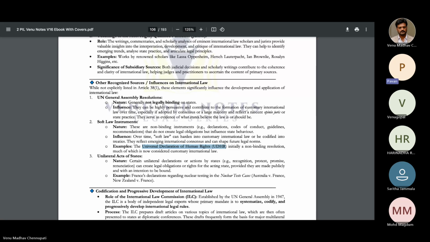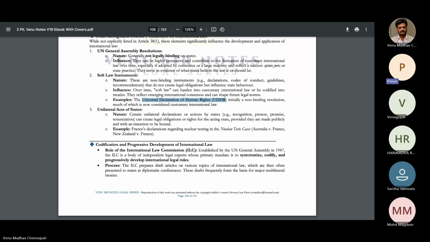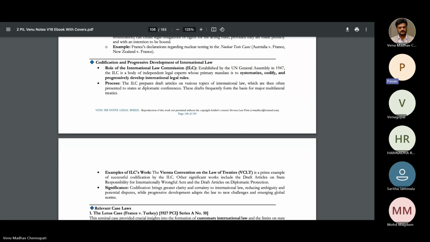Codification and progressive development of international law. The role of the International Law Commission (ILC), established by the UN General Assembly in 1947. The ILC is a body of independent legal experts whose primary mandate is to systematize, codify, and progressively develop international legal rules. Process: the ILC prepares draft articles on various topics of international law, which are often presented to states at diplomatic conferences. These drafts frequently form the basis for major multilateral treaties.